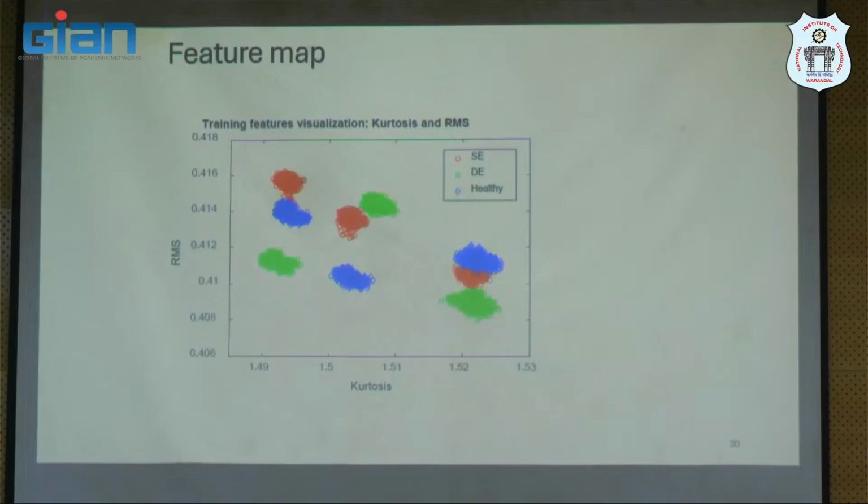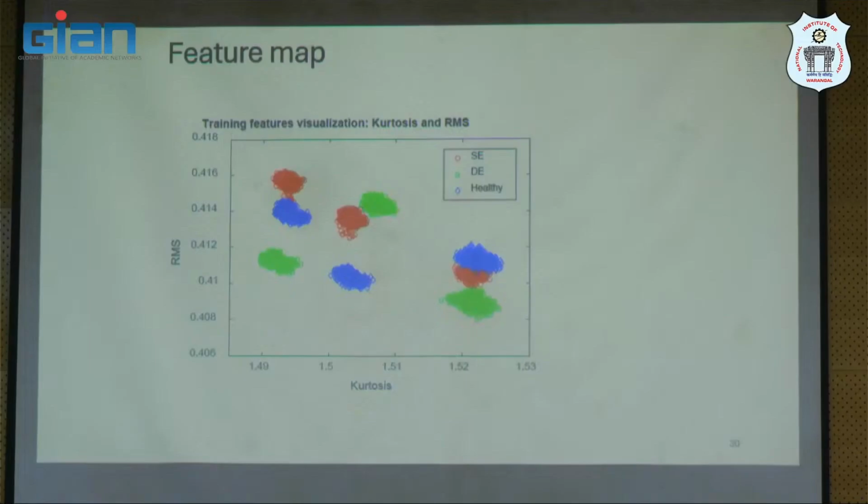Because it's a two-dimension feature set, kurtosis and RMS only, I could plot them. I have plots for one phase, another phase, another phase, three phases. And I had three training data sets: healthy, static, dynamic. For each data set I have done the same exercise and generated the visual plot. Okay. Is the idea clear? I'm just following what I said to you.